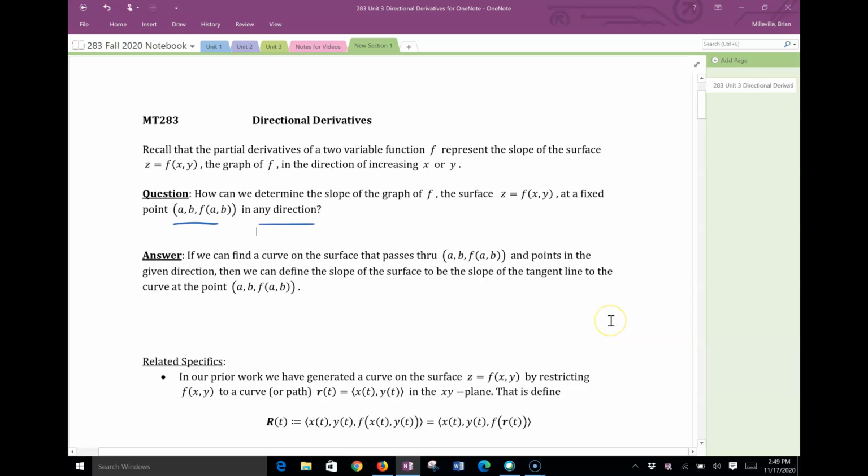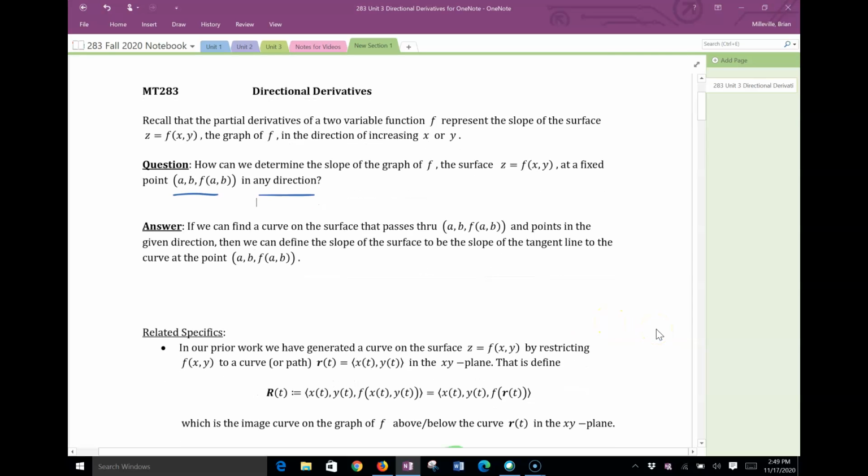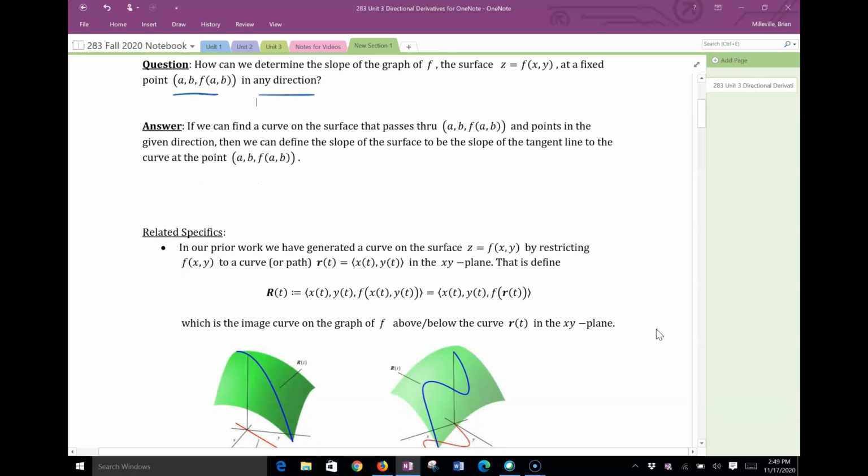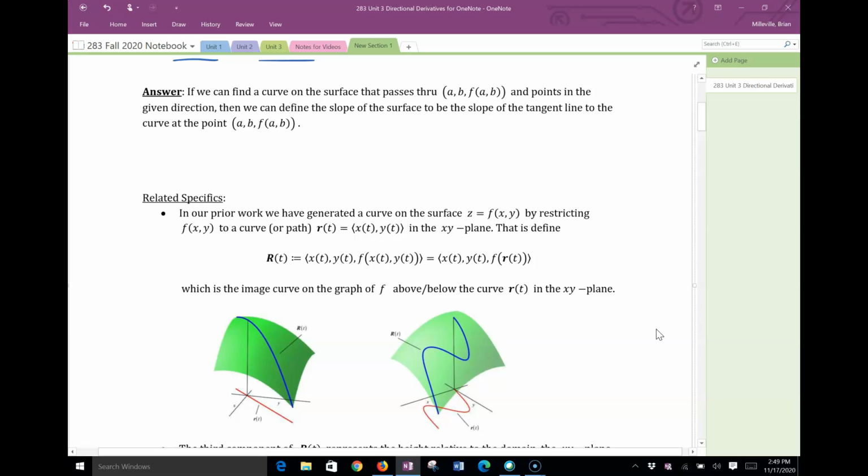Okay, so going back to some of the specifics here, we've seen, and even just looking at Seeberger's applet, the trace curves. So in our prior work in dealing with limits, partial derivatives and the chain rule, we have always, to get a good visual for this, taken a curve, little r of t in the xy plane, and fed it into the function to generate what we've called capital R of t, which is the corresponding image curve on the graph.